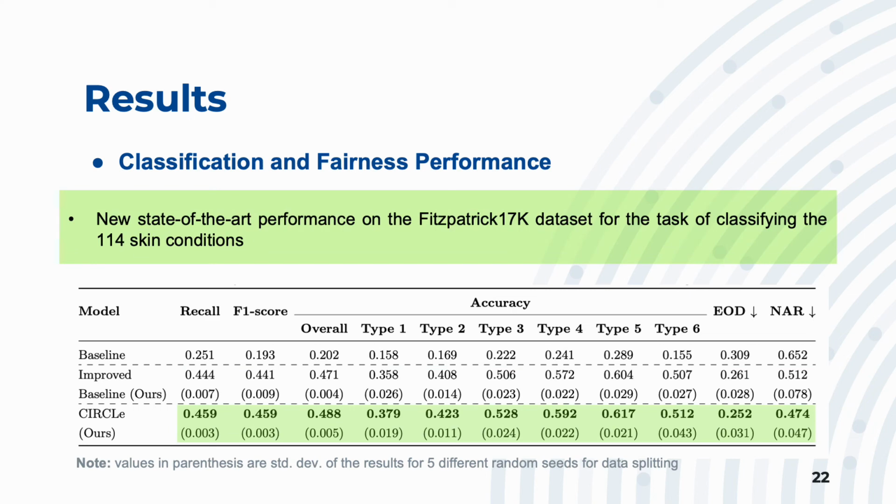We can also see that Circle further improves the performance of our improved baseline across all the skin types as well as the overall accuracy. This significant improvement demonstrates the effectiveness of the color invariant representation learning method in increasing the model's generalizability. In addition, Circle shows improved fairness scores, lower EOD and lower NAR, which indicates that the model is less biased. To the best of our knowledge, we set a new state-of-the-art performance on the Fitzpatrick 17K dataset for the task of classifying the 114 skin conditions.